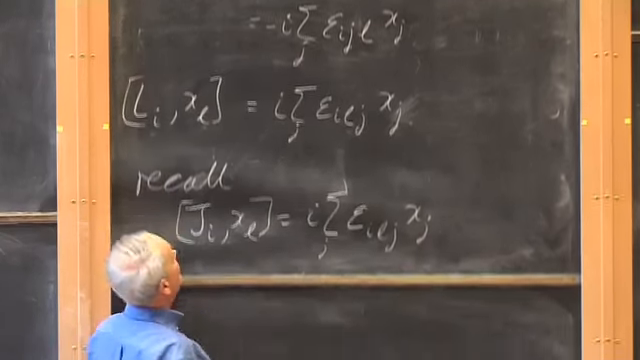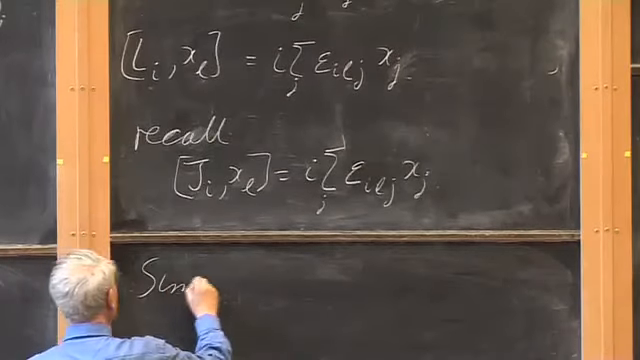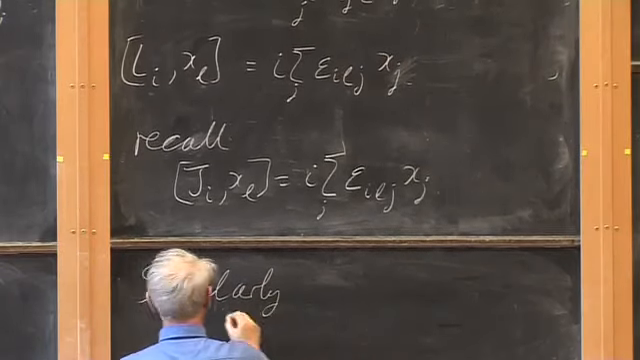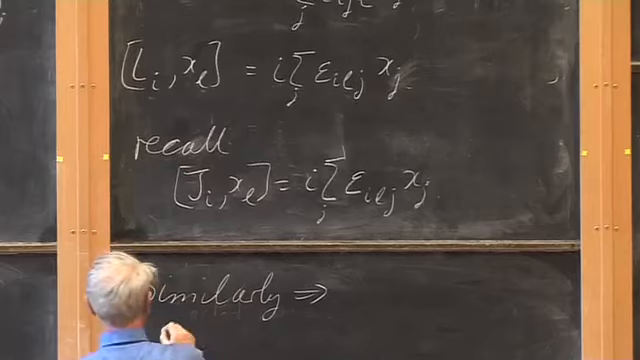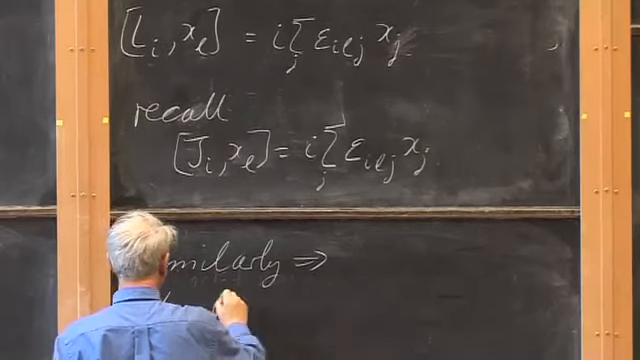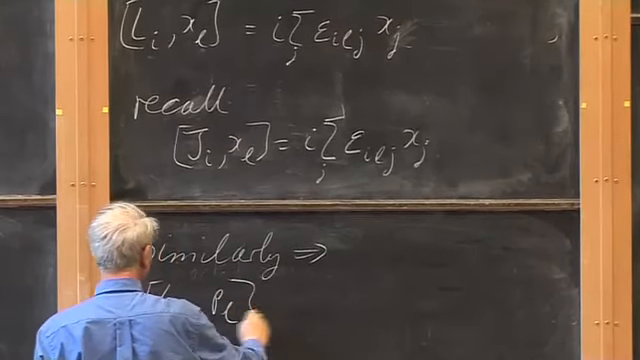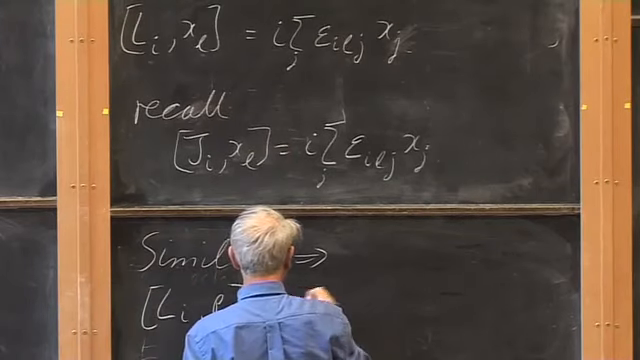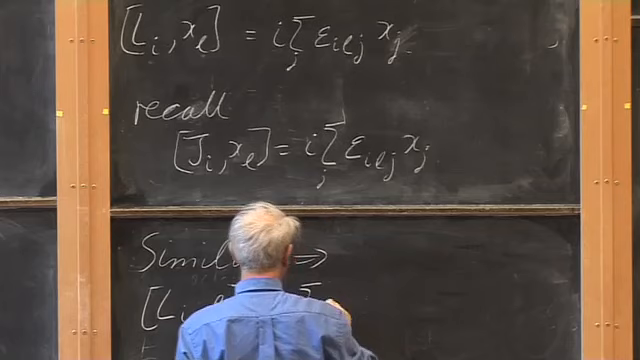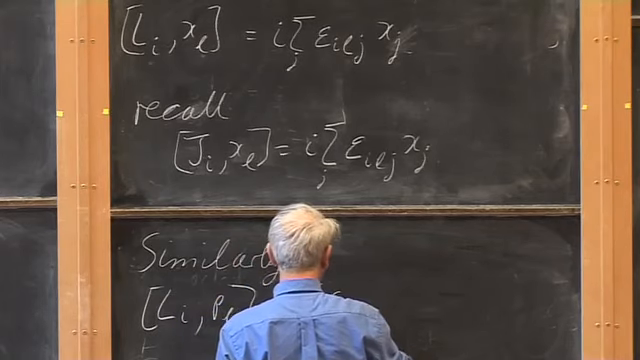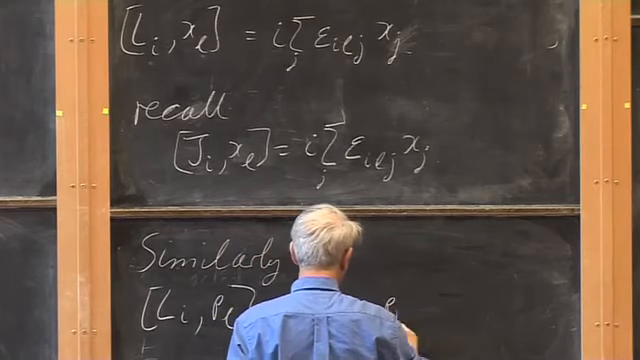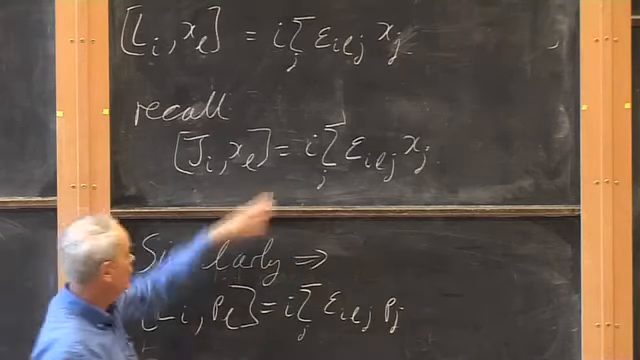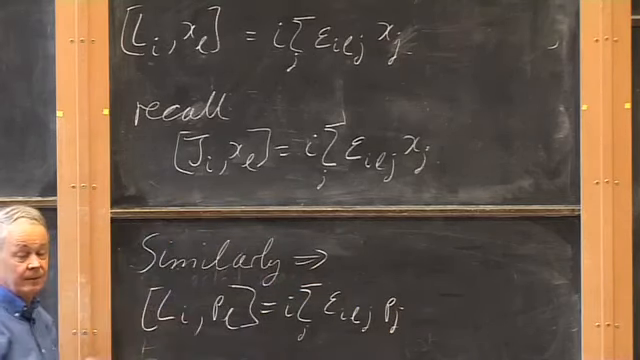Similarly, a precisely analogous calculation implies that [Li, Pl], if we just sit down and calculate this in exactly this way, we will find it's I times the sum over j of epsilon_{ilj} Pj, and there's an analogous relationship between J and P.